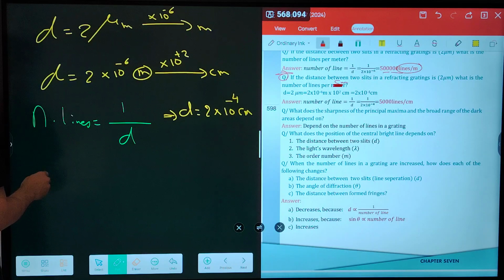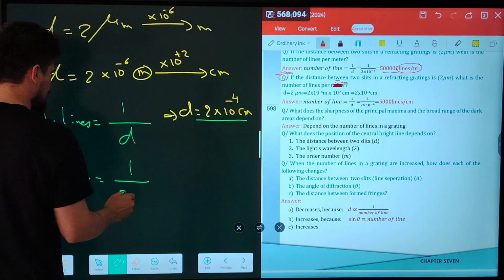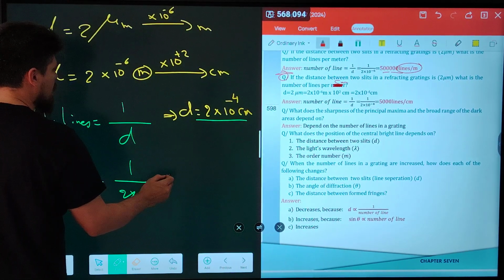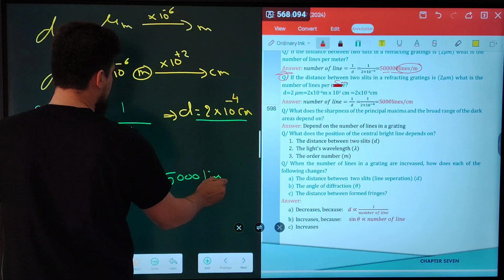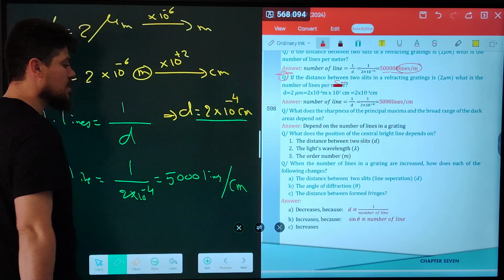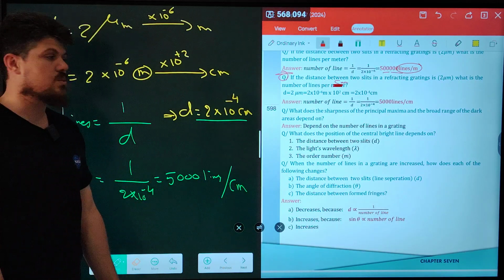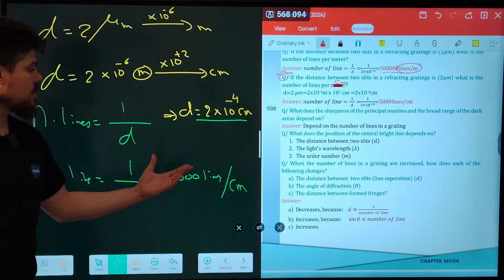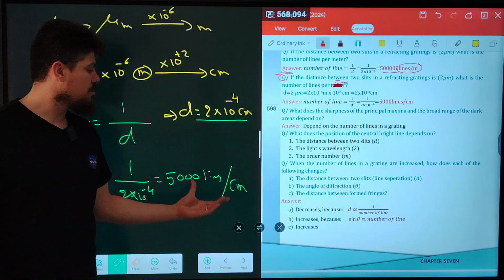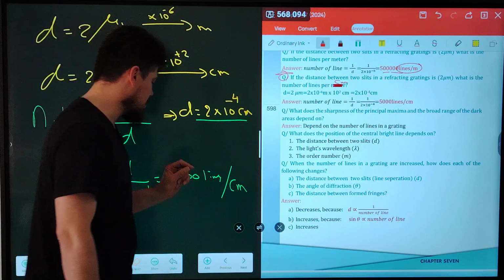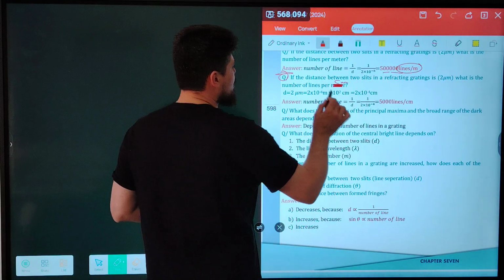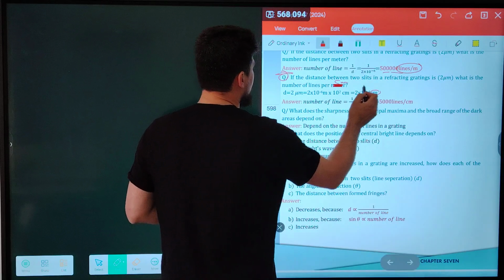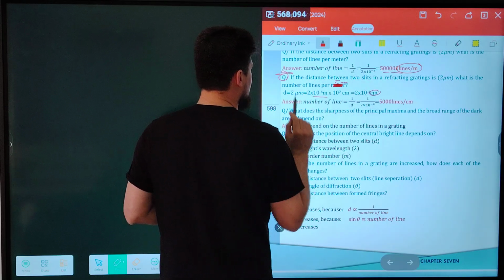Okay? Now number of lines is equal to what? 1 over this number, 2 times 10 to the power negative 4, which is equal to 5,000 lines per what? Per centimeter. What is the difference between this question and the previous question? Only meter and centimeter. In the previous question, we found number of lines per meter, but in this question, we found number of lines per centimeter. To find number of lines per centimeter, you have to keep in mind the distance should be in centimeter. The distance is given in meter, you have to convert to centimeter.